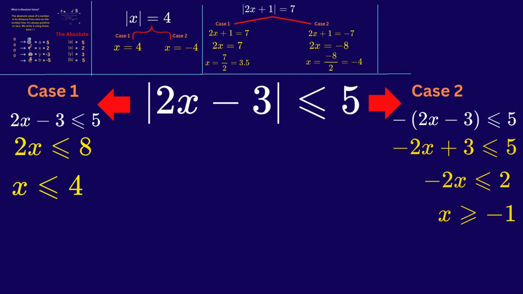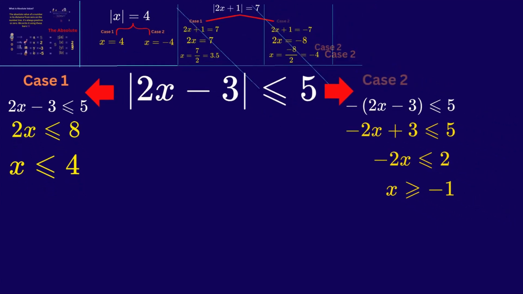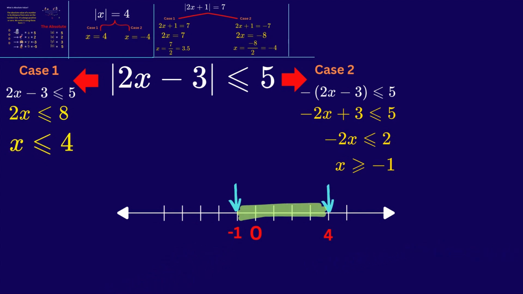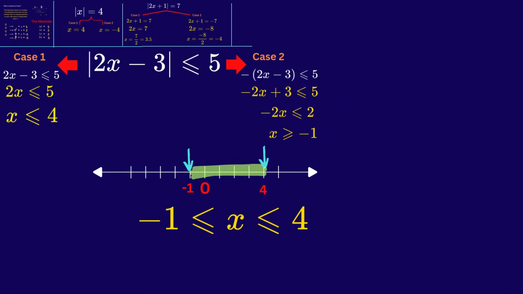Now, let's illustrate this visually. If we have a number line over here, this will give us x greater than or equal to negative 1 and x less than or equal to 4. That means the range that we have is between negative 1 and 4, and it actually also includes negative 1 and 4. If we want to write this in one expression, we will have x greater than or equal to negative 1 and x less than or equal to 4. We can also write this in range form, with two brackets, which mean that it includes negative 1 and 4 and all the numbers between them.